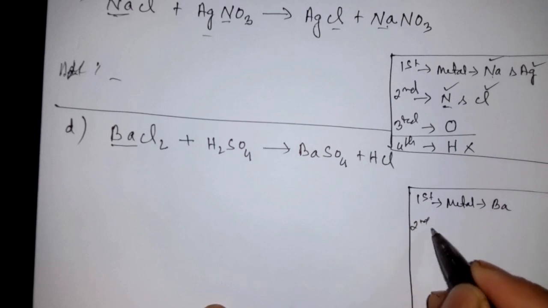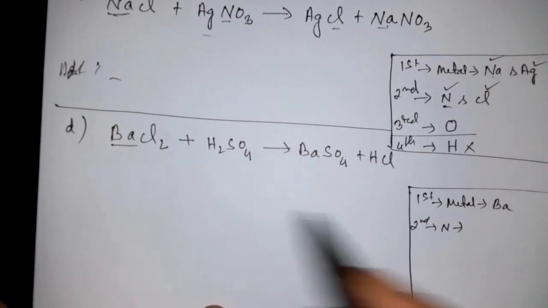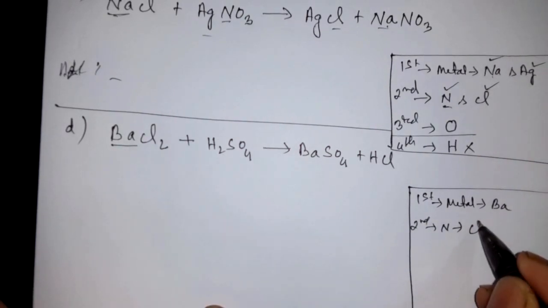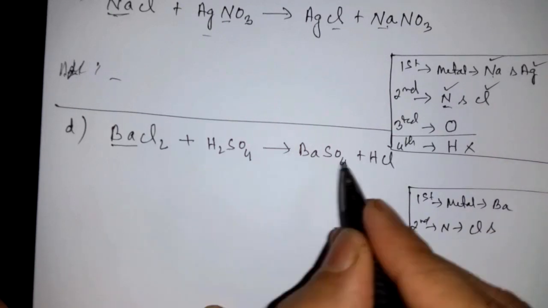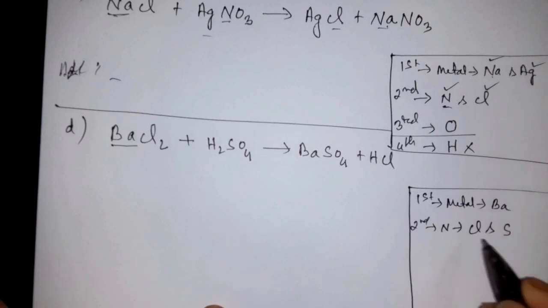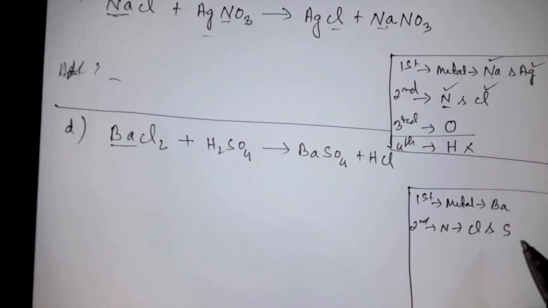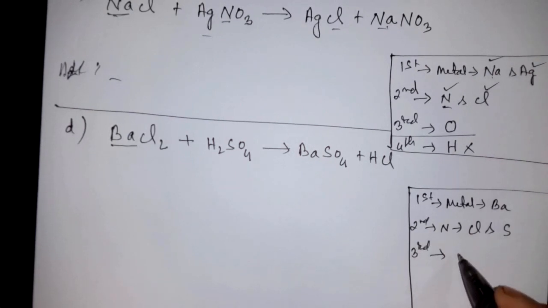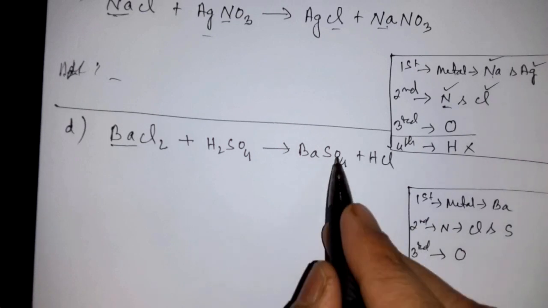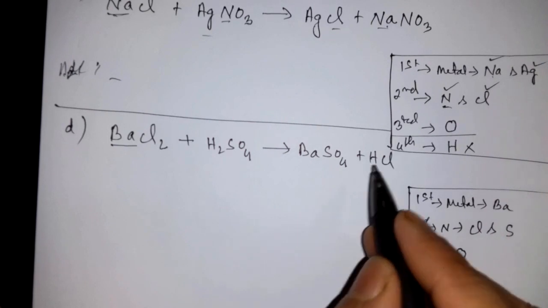Then second is non-metal other than ONH. One is chlorine. Then we have sulfur also. So both we have to do in the second step. Anyone you can do first. Then third step, the rule is we have to do oxygen if it is present, so we have oxygen. And the fourth will be hydrogen if it is present, so we have hydrogen.